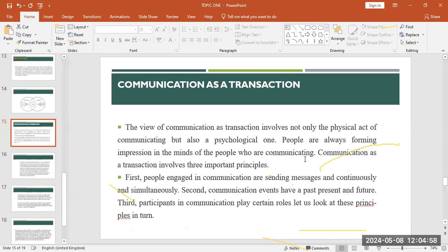So communication as a transaction involves three important principles. One, people engaged in communication are sending messages continuously and simultaneously. Second, communication events have a past, present, and future.